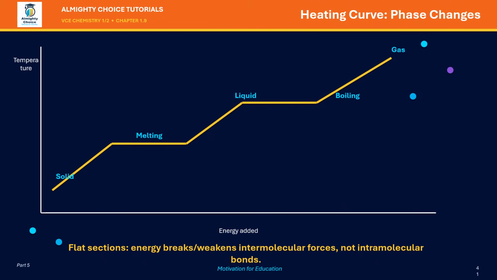This heating curve shows how energy changes temperature and state. On the sloped section, the substance warms up. On the flat section, energy is used to weaken or overcome intermolecular forces during melting or boiling. The flat section does not mean covalent bonds are broken.